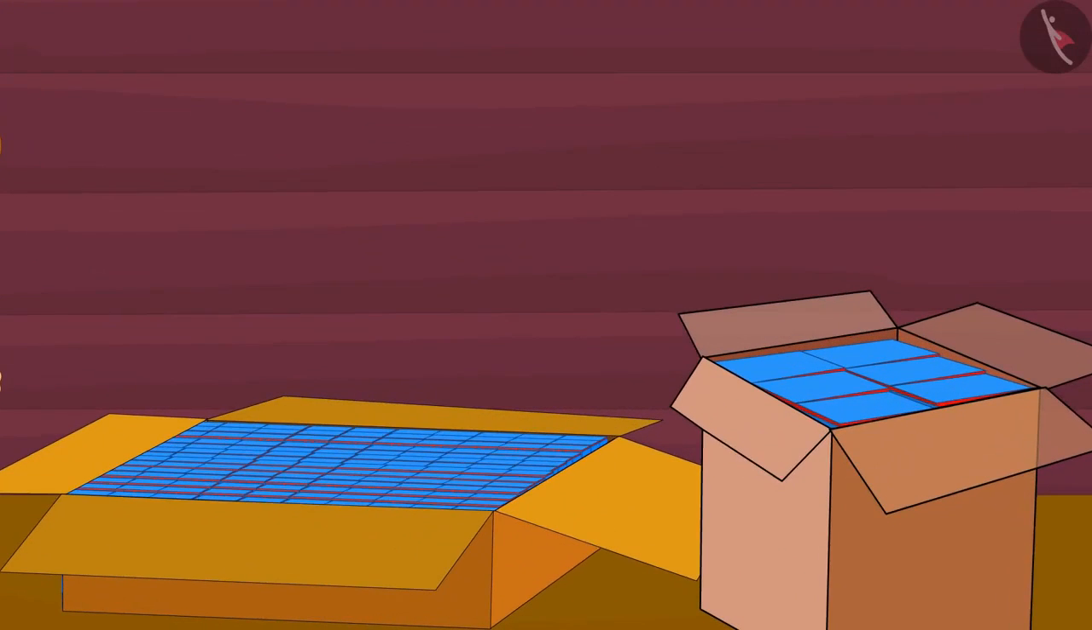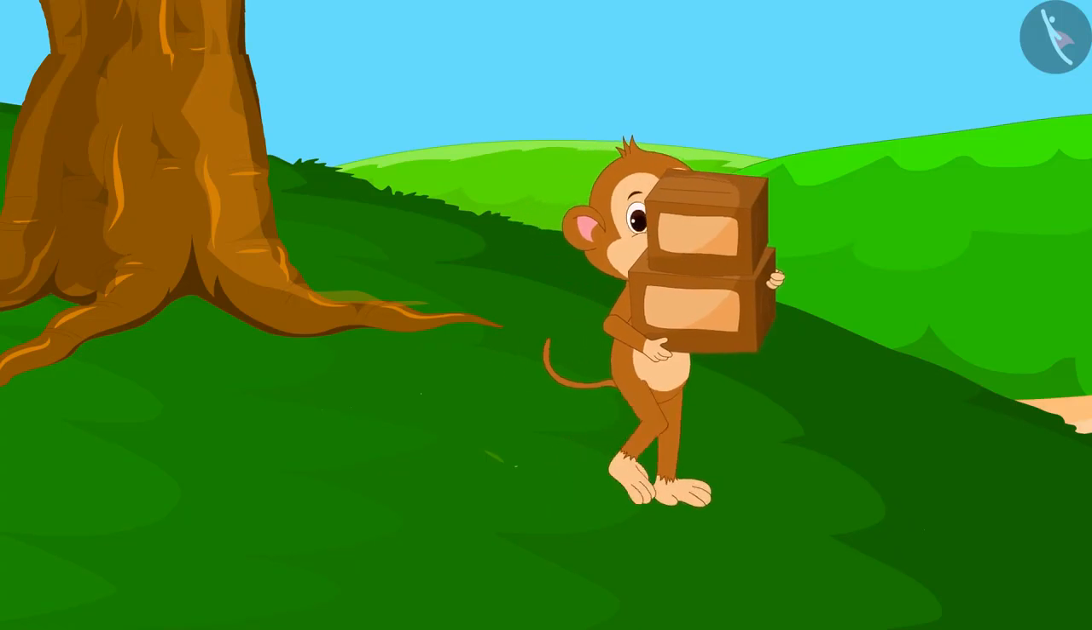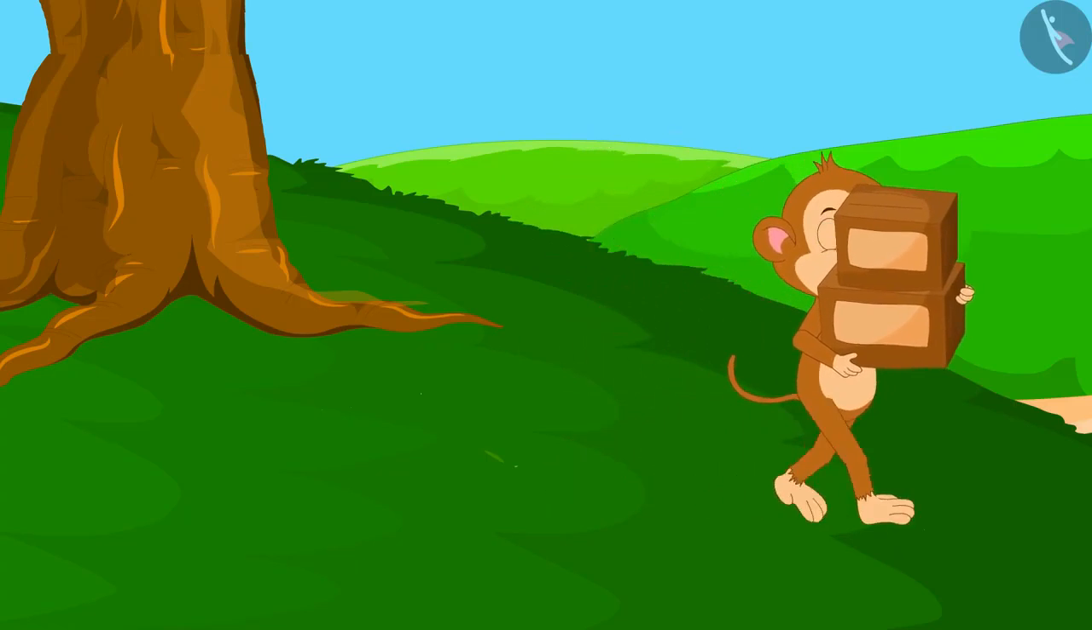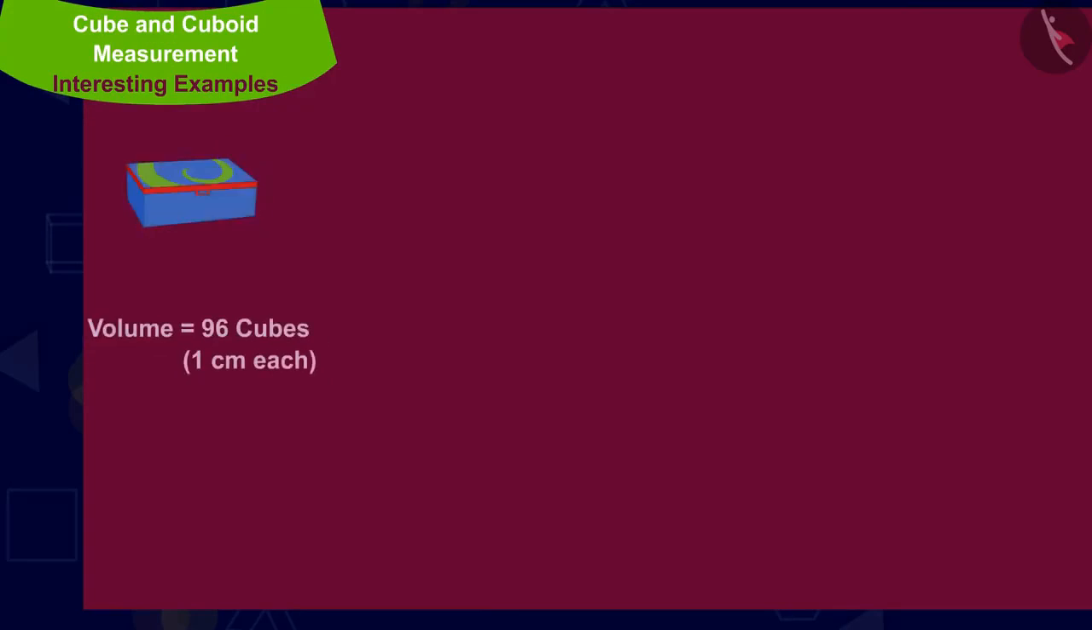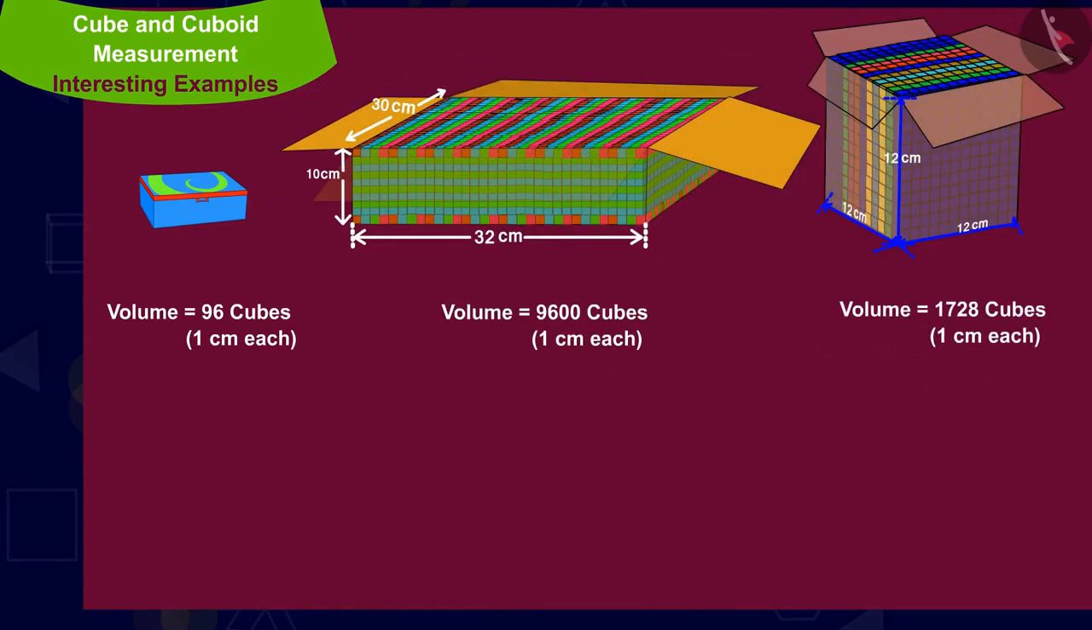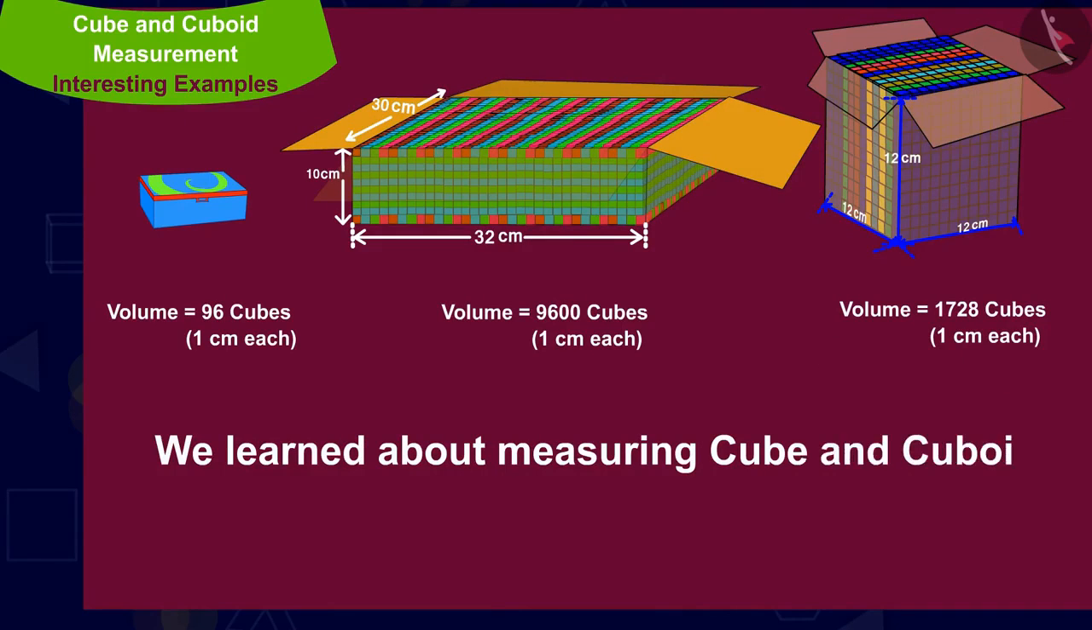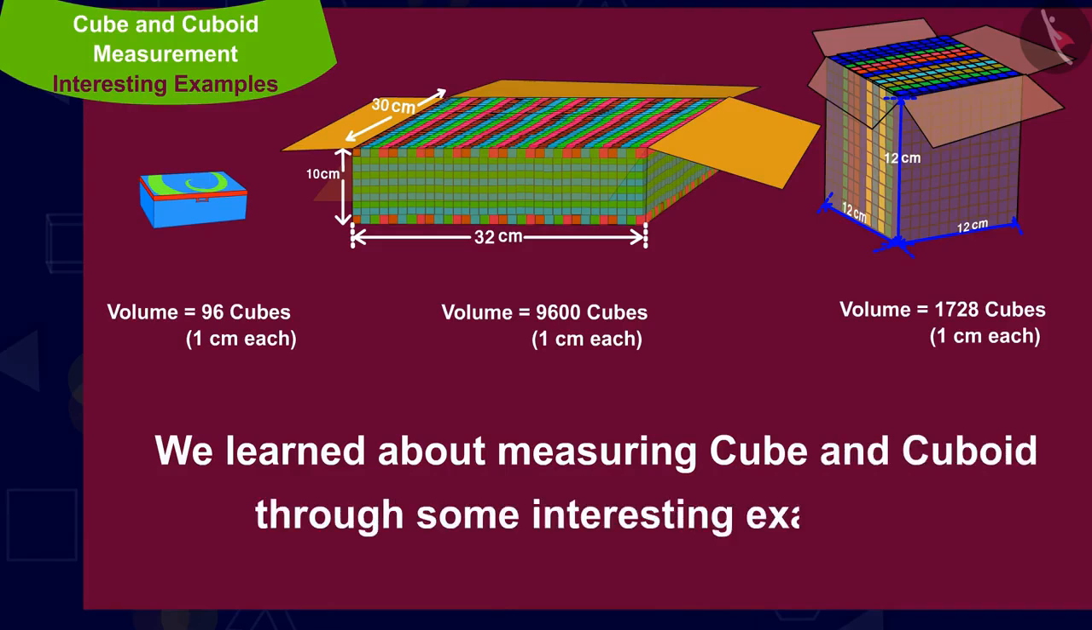Babban filled 118 compass boxes in those boxes and began walking towards the village. Children, in this video, we learned about measuring cube and cuboid through some interesting examples. In the next video, we will look at some of the misconceptions related to this.